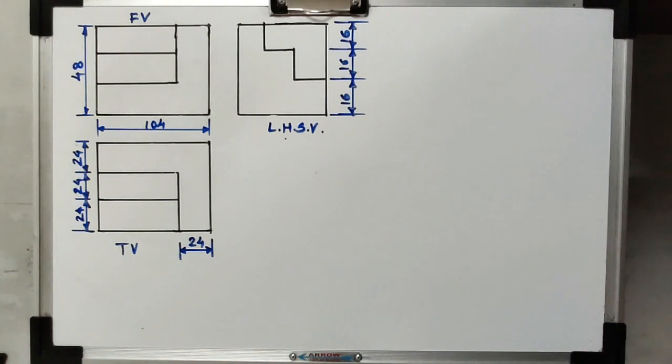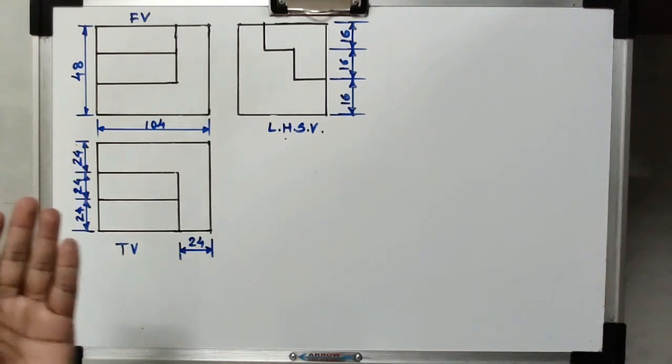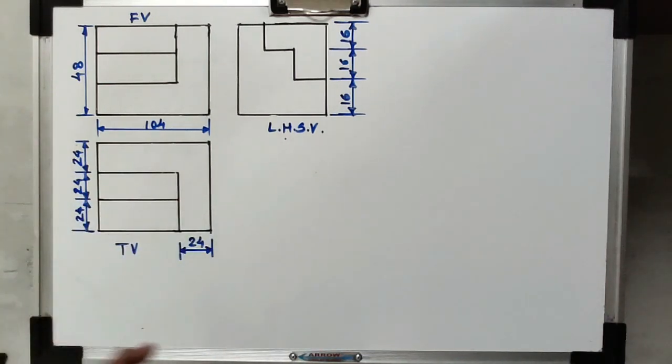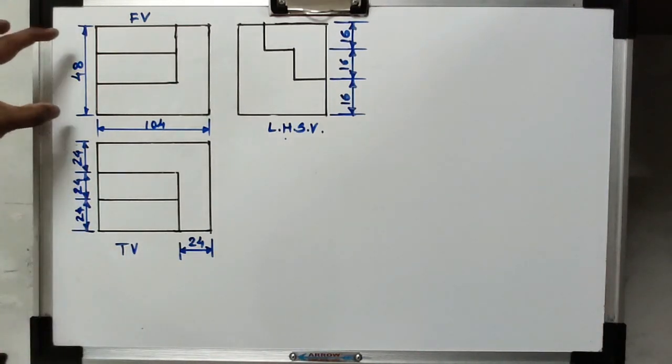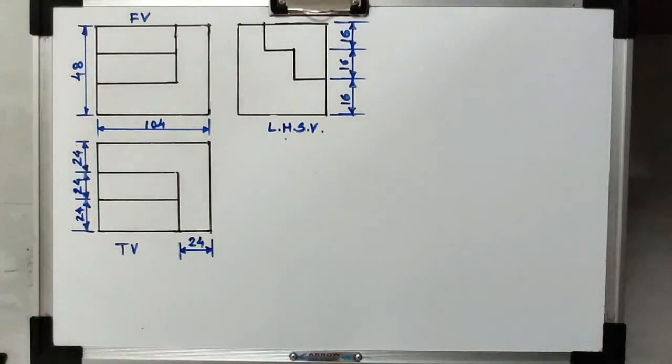In this video, I am going to explain the procedure of how to draw the isometric view of an object which is given in three different views, in the front, top and side view format. So let's begin this new session, a new numerical. In it, we have to draw the isometric view of the given object, which shows the front view, top view, and left hand side view.